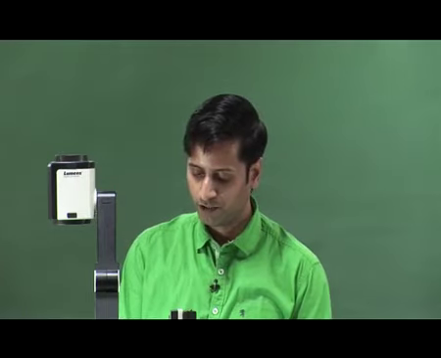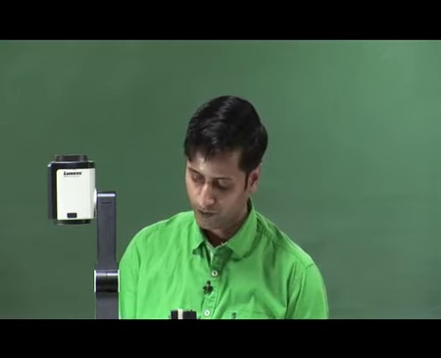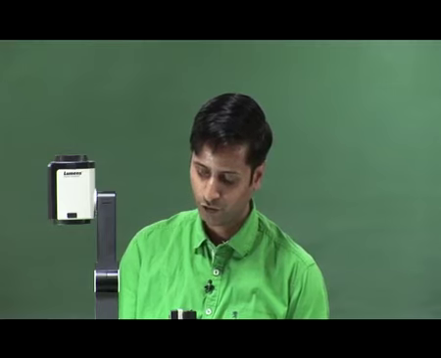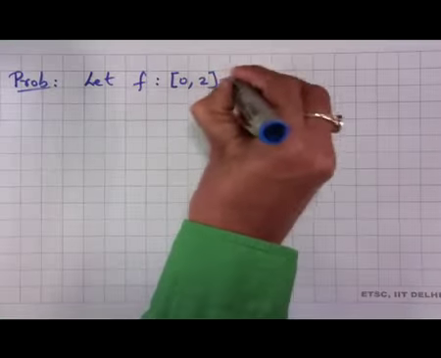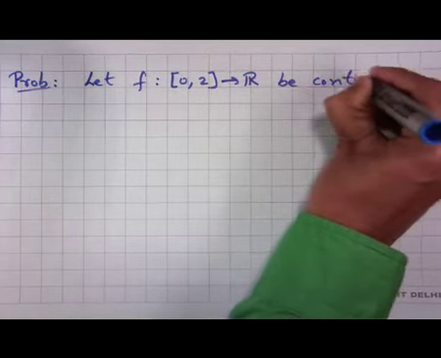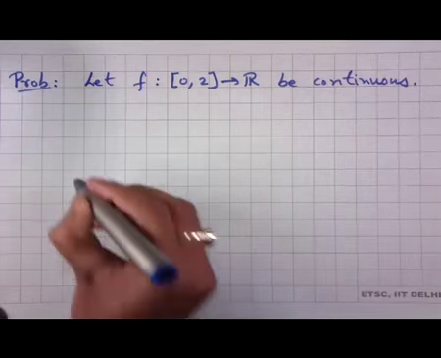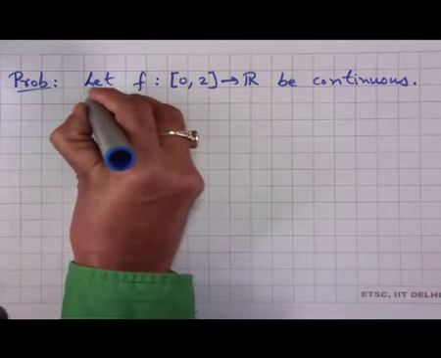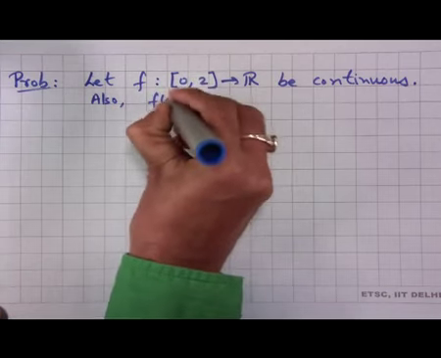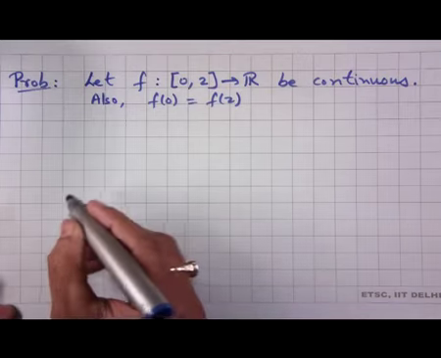Let us look at one more interesting problem. We assume that f is a function defined on closed interval 0 to 2, and this is assumed to be a continuous function. Also, it is given that f of 0 is equal to f of 2. The values at the end points are equal.